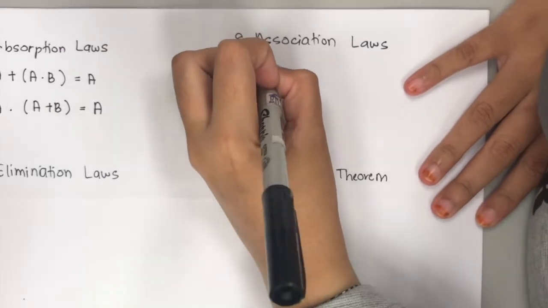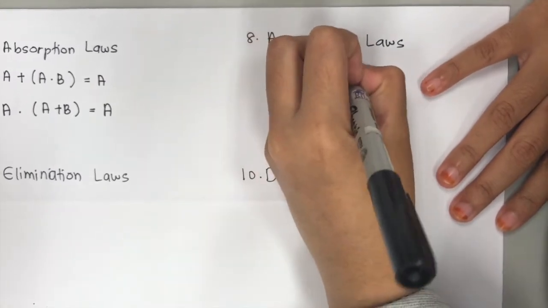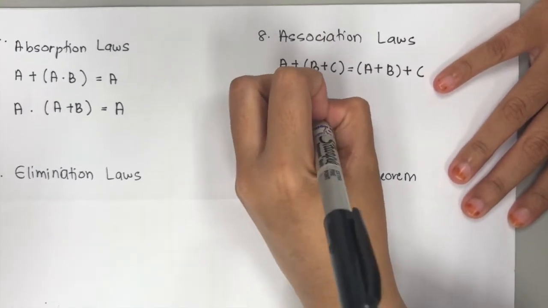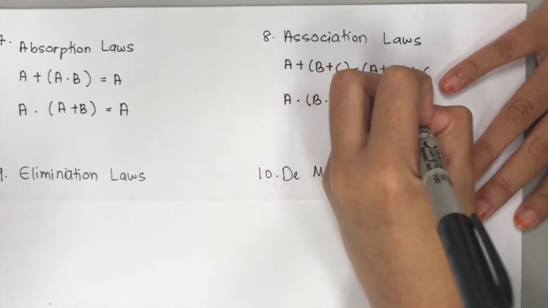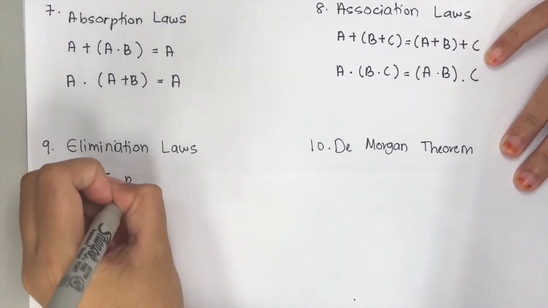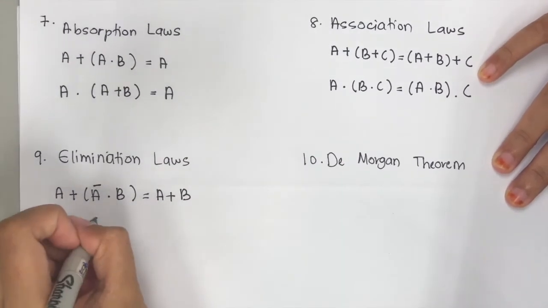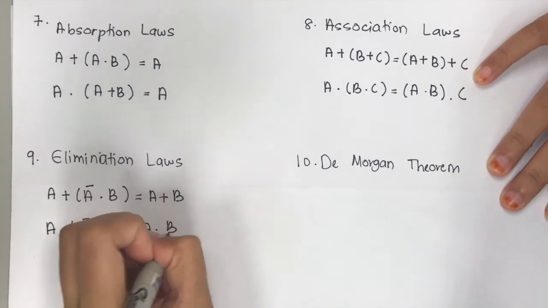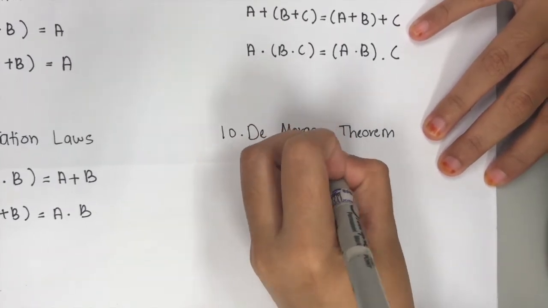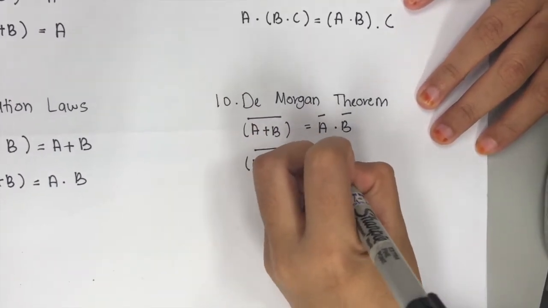Number 8 is associative laws, which can be written as a plus b plus c equals to a plus b plus c, or you can write it as a dot b dot c equals to a dot b dot c. Next one is elimination laws, which is a plus a naught dot b equals to a plus b. Second one is a dot a naught plus b equals to a dot b. And the 10th one is De Morgan theorem, a plus b naught equals to a naught dot b naught. And the second one is a dot b naught equals to a naught plus b naught.